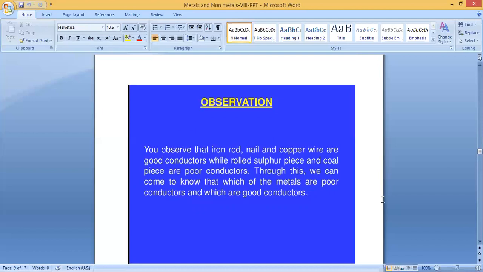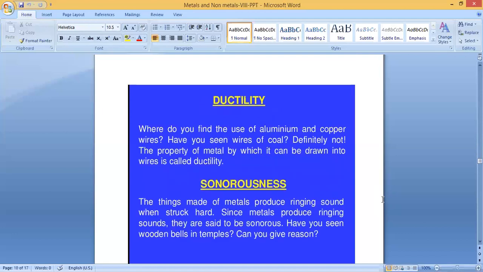Through this, we can come to know which materials are poor conductors and which are good conductors. Metals are mainly good conductors, but non-metals are poor conductors. Clear? Then what is meant by ductility?